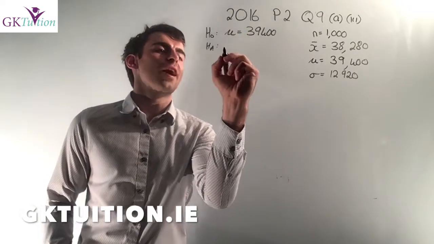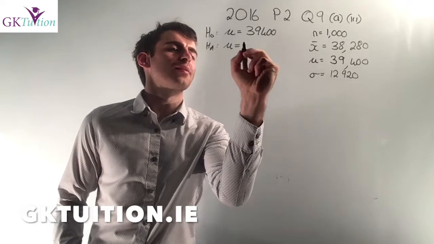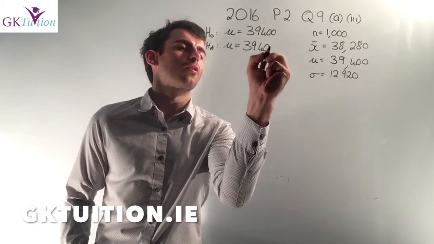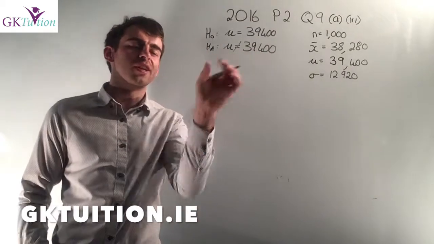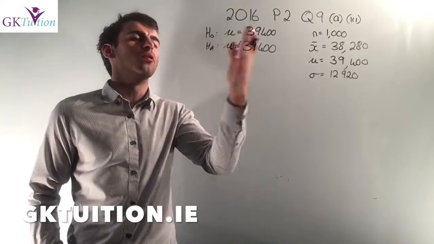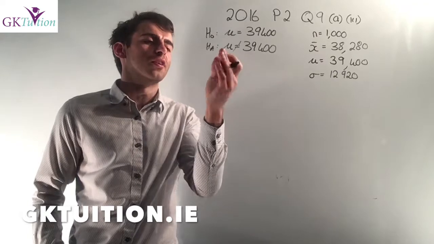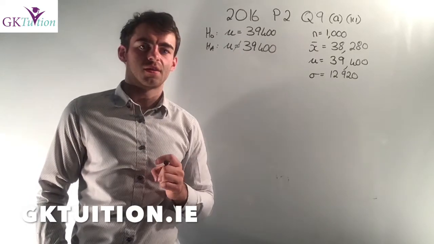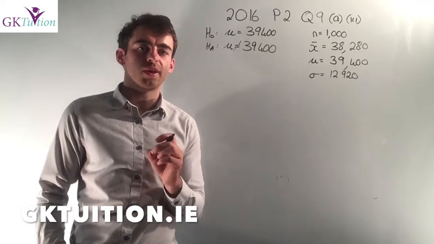So, in fact, my alternative hypothesis is that the mean is not 39,400. And that's the way they've worded it in the question. So I'm going to assume that it hasn't changed. That's my null hypothesis. And the alternative hypothesis is that it has changed. So just be very careful with the wording there.